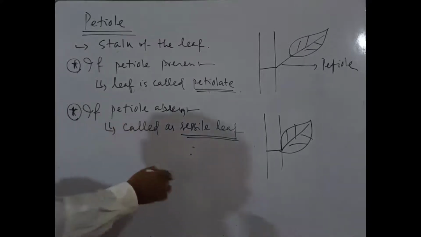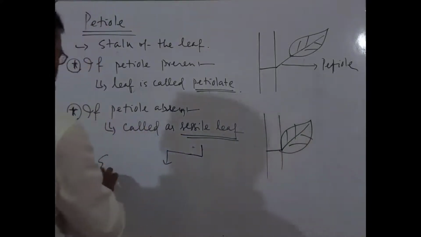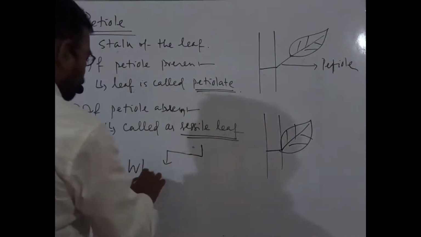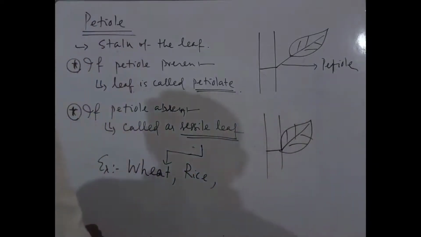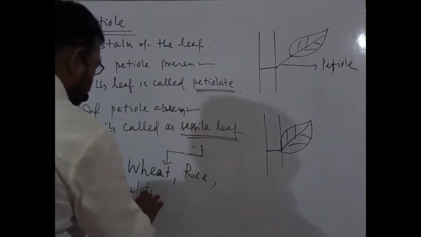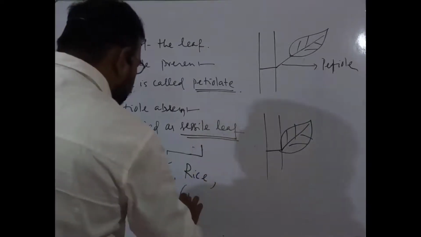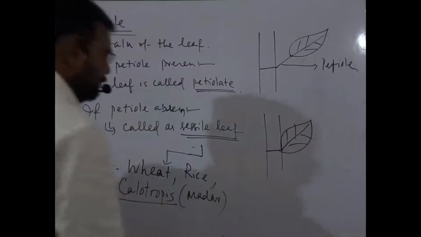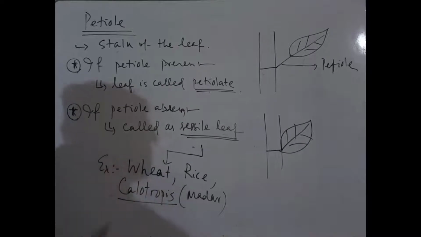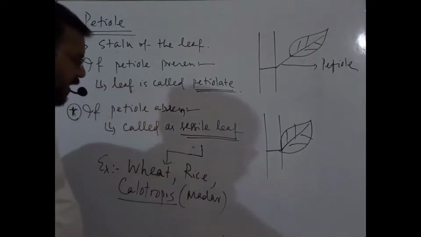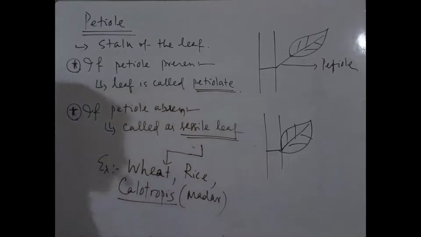sessile leaf का एग्जाम्पल आप देख सकते हैं। वीट प्लांट में है, जो गेहूं का प्लांट होता है, राइस जो पैडी प्लांट होता है, और एक है कैलोट्रोपिस। कैलोट्रोपिस साइंटिफिक नेम है, इसका इंग्लिश नेम है मडार प्लांट, जिसको ओडिया में बोलते हैं अराखा। So wheat, you know that, Triticum aestivum, rice is Oryza sativa, and Calotropis is madar. So Calotropis में भी sessile leaves हैं। Okay? So petiole क्या करता है?